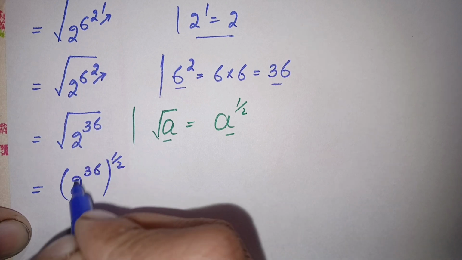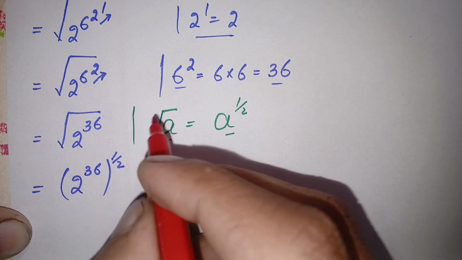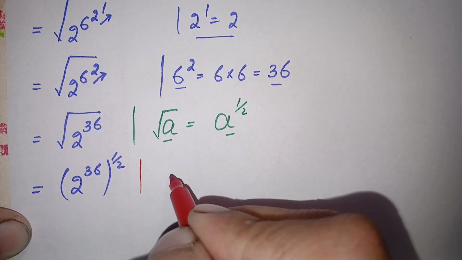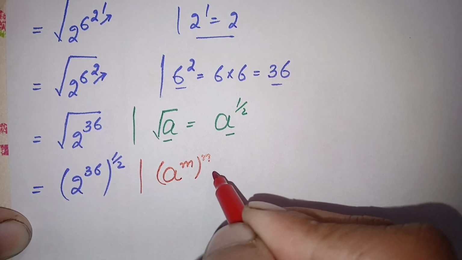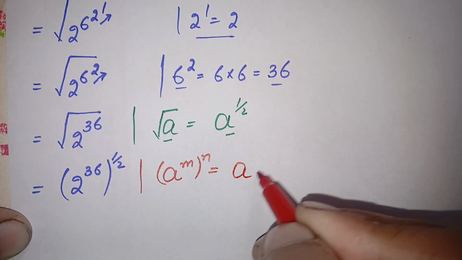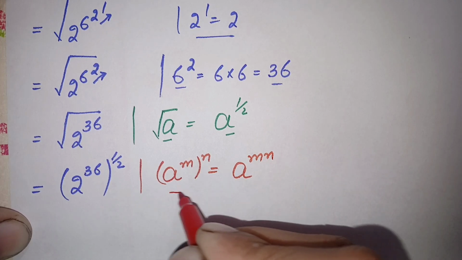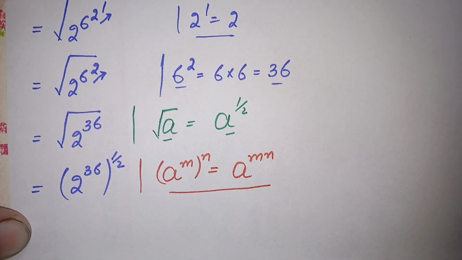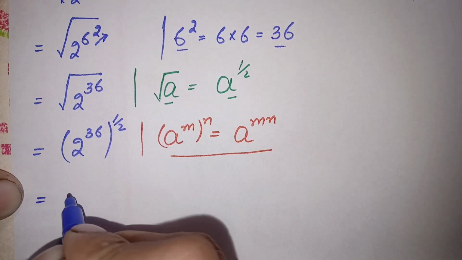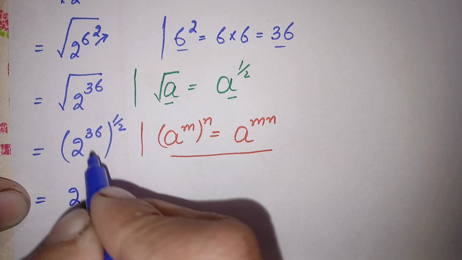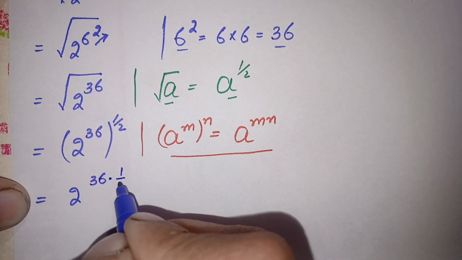What we'll do here in this one step, we will use an exponential identity. So we will use this exponential identity here, a raised to power m whole raised to power n, which can also be written as a raised to power m times n, multiply the powers. So using this exponential identity here, this number will become 2 raised to power, you multiply the power, so this will become 36 times 1 by 2.